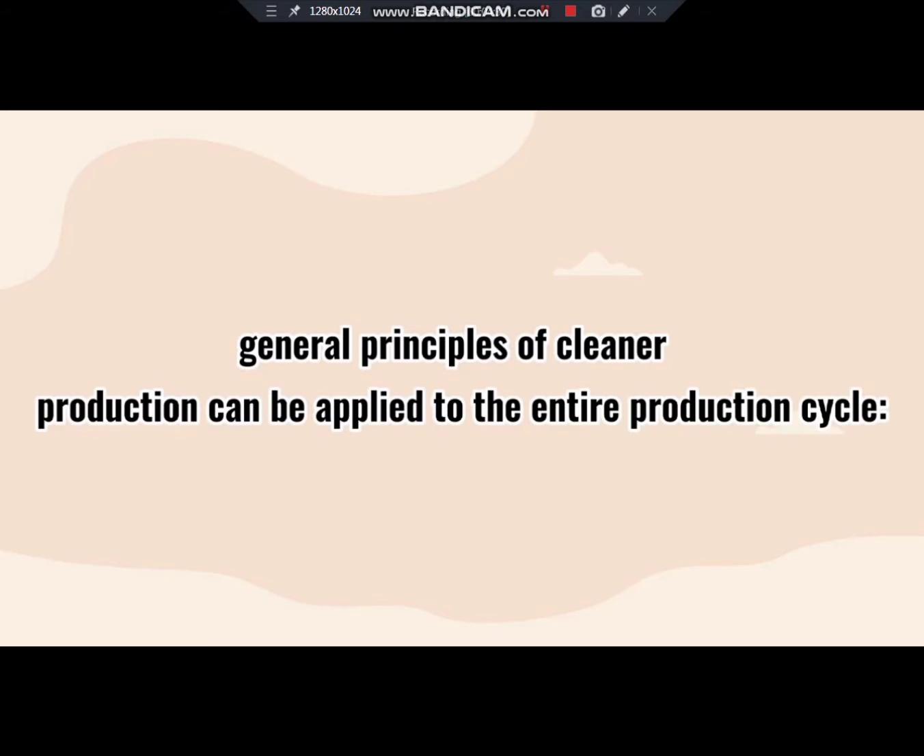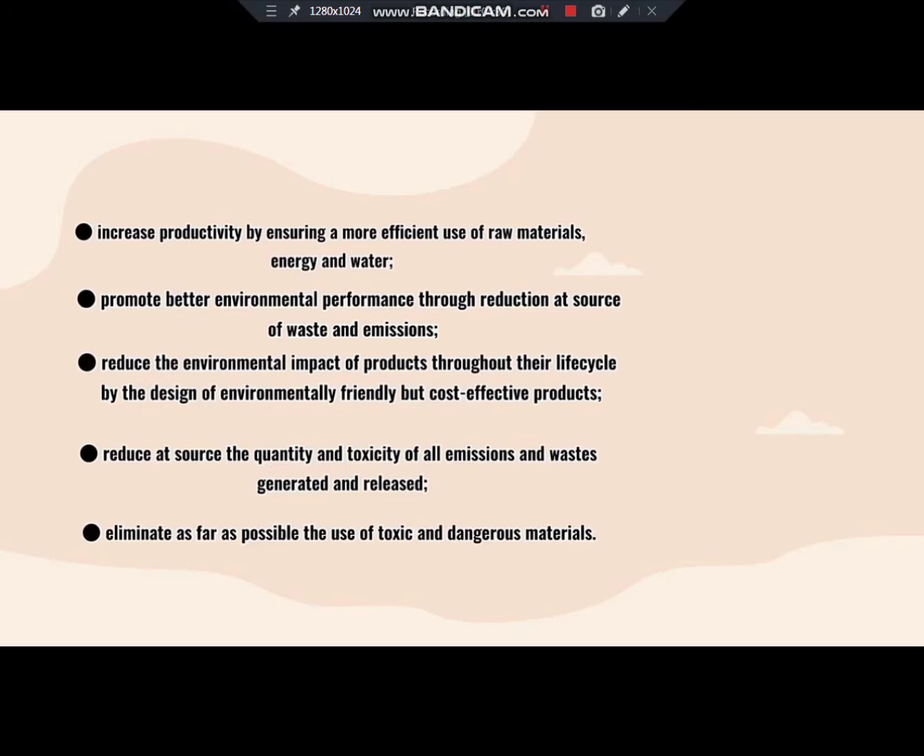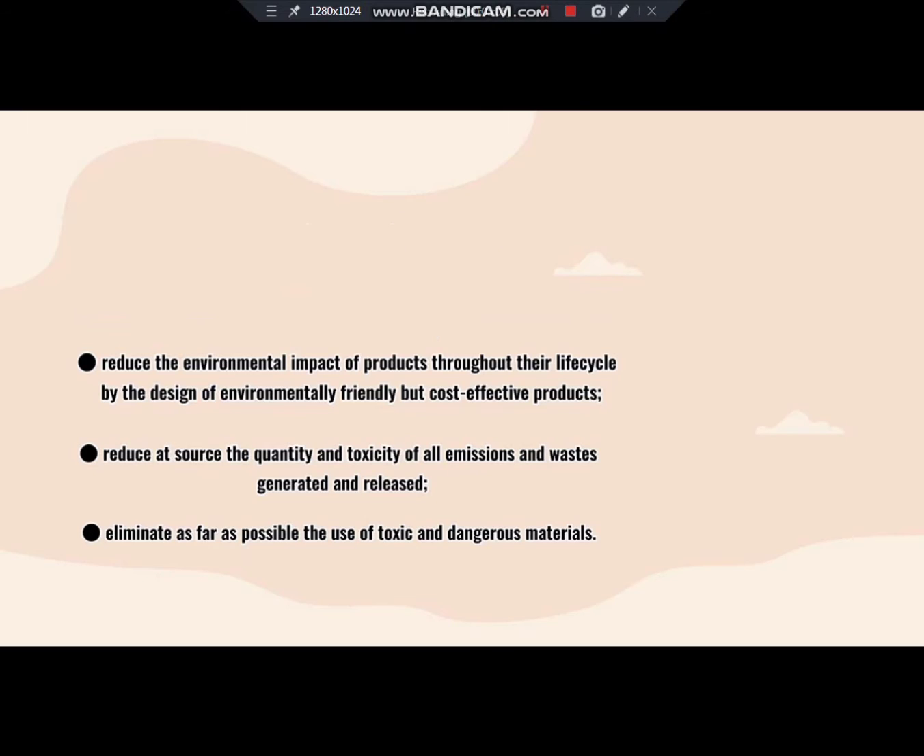So let's move to the general principles of cleaner production, which can be applied to the entire production cycle. First one is increase productivity by ensuring a more efficient use of raw materials, energy, and water. Next is promote better environmental performance through the reduction at source of waste and emissions. Next is reduce the environmental impact of products throughout their life cycle by the design of environmentally friendly but cost-effective products. Next is reduce at source the quantity and toxicity of all emissions and waste generated and released, and eliminate as far as possible the use of toxic and dangerous materials.